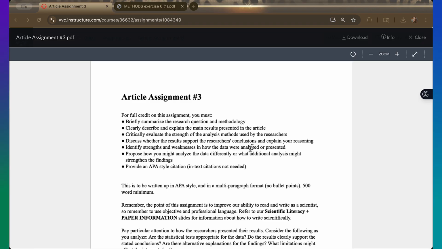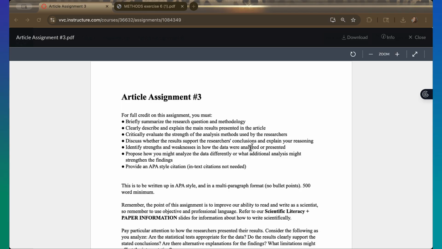And then next, you're going to clearly describe and explain the main results presented in the article. Focus on what the data actually showed, not your opinion of it yet. So mention any of the key statistical findings the authors report, such as significant differences, correlations, or trends. Use precise language like the analysis revealed a significant increase in accuracy following training with a p less than 0.05. Avoid phrases like the results were good or the hypothesis was correct. Instead, report the facts as presented.